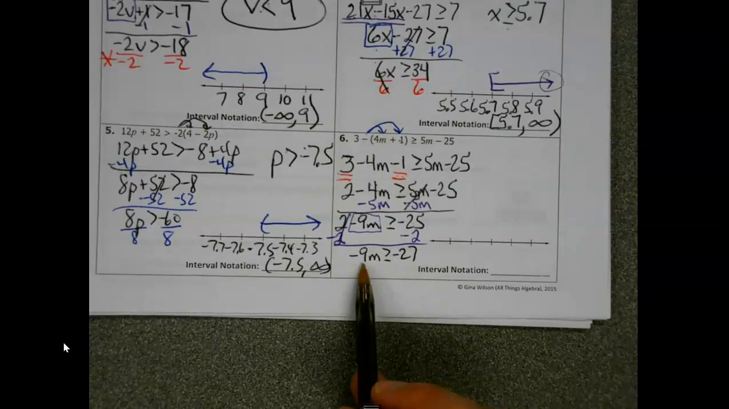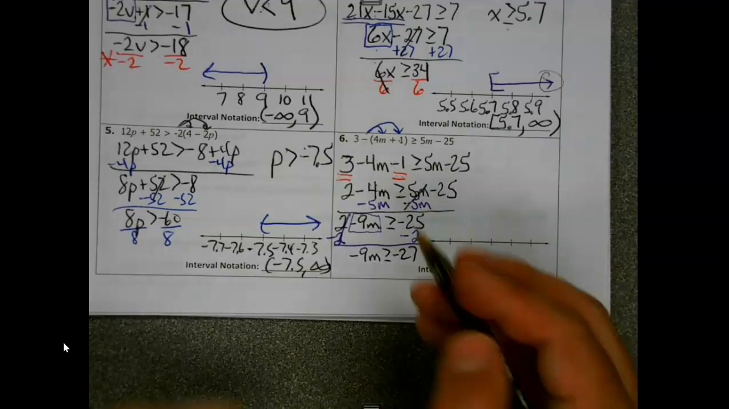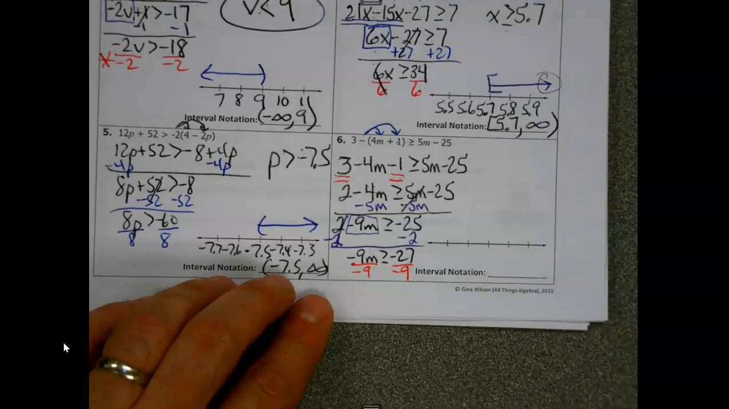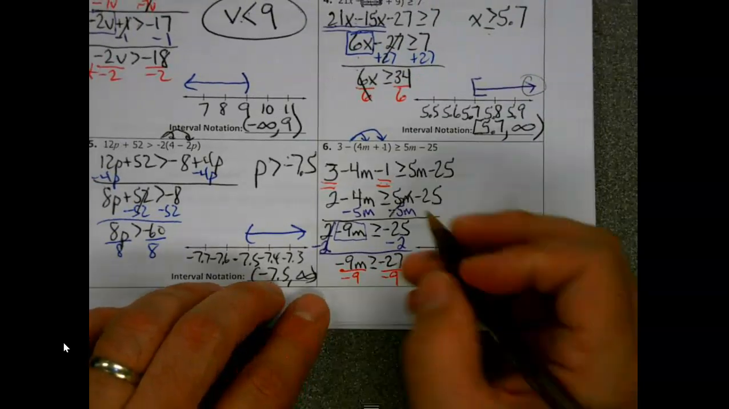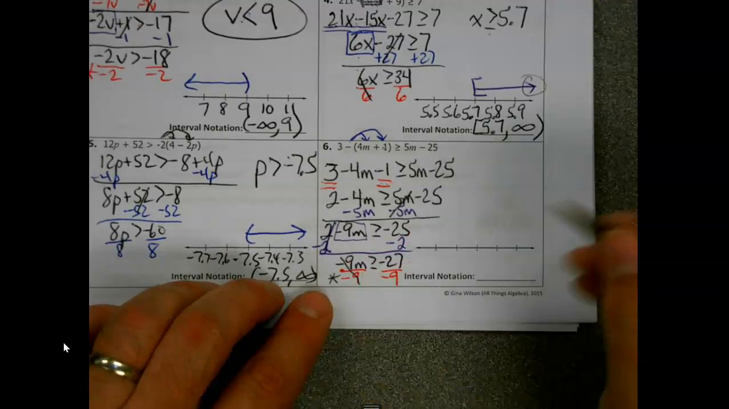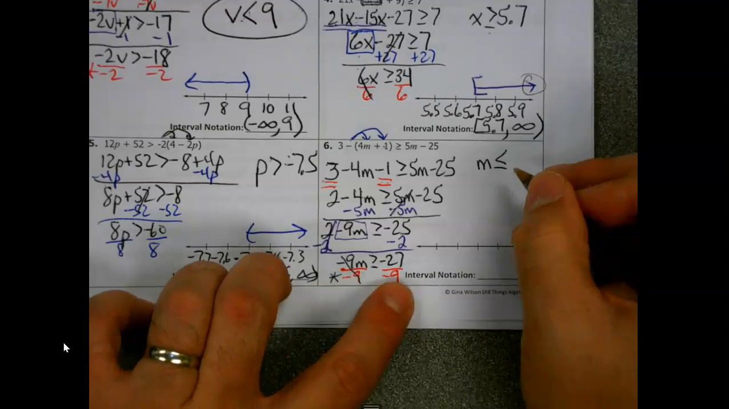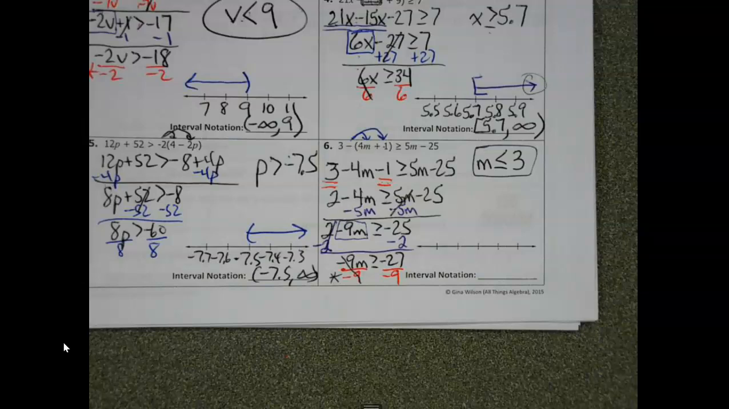We're dividing both sides by negative 9. Okay, got to get my m alone. Dividing by negative 9 to both sides. Do I flip the arrow or not? Yeah, we've got to flip the arrow because we divided by a negative. So I finally get m by itself and I get that solved.